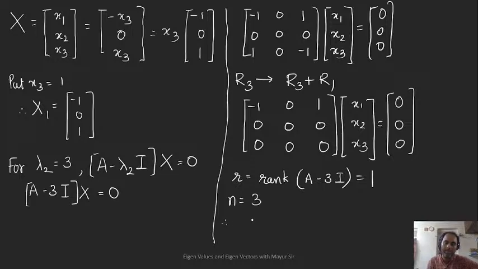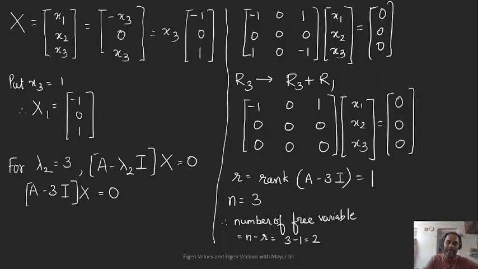So the number of free variables is n minus r, right? n minus r is 3 minus 1, which is 2. So that means now two variables are free. How do we get that? Let us see. Two variables are free. And what about GM? GM is also 2. The number of free variables is nothing but GM.